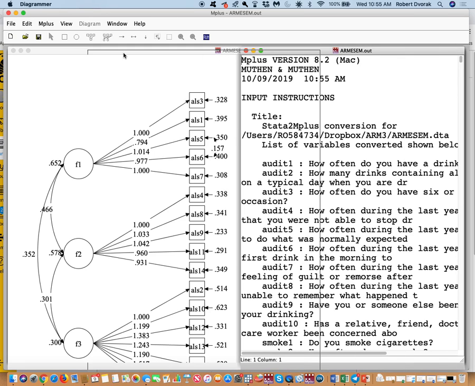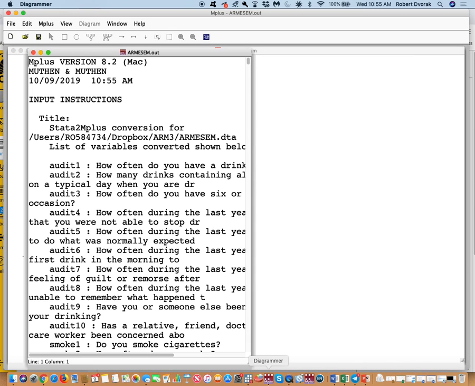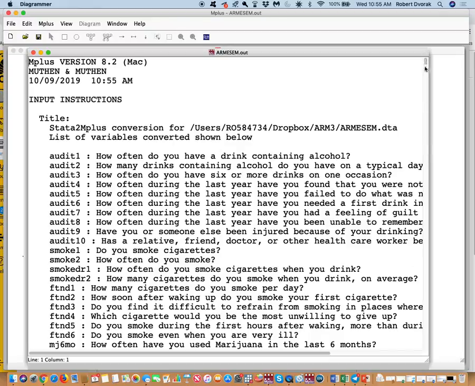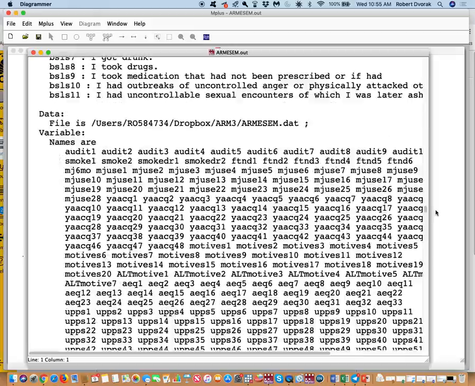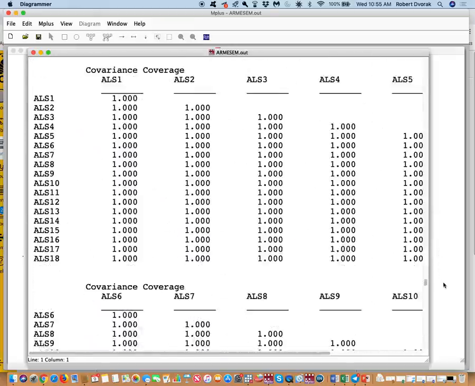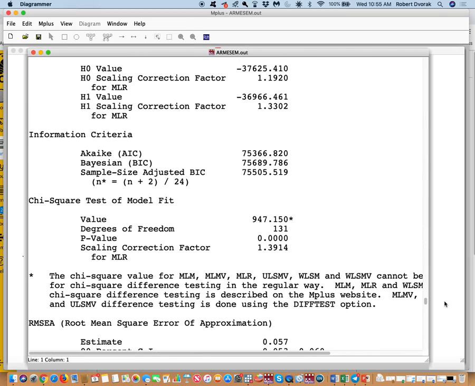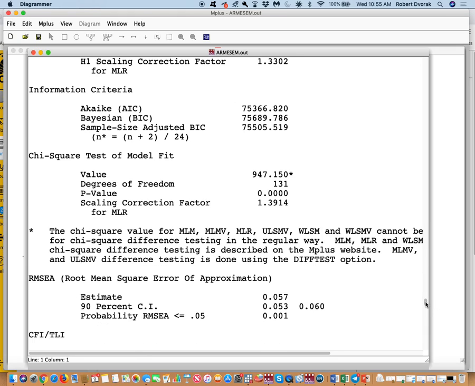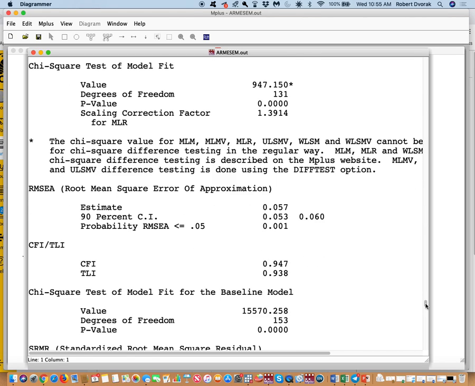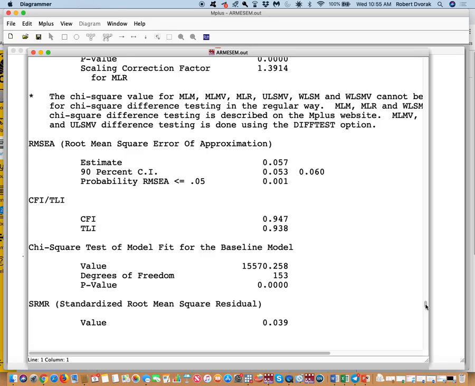Anybody remember what our chi-square was last time? We can go back and check it. Somebody write this down for us. We've added one single path, and it should have dropped our chi-square by roughly 200. It was 1100 something before, so I'm guessing it should be around 900. There we go, it is. 947. The chi-square is statistically significant. Our RMSEA is still reasonable, where it was before. CFI 0.95, TLI 0.94, both of those look good.